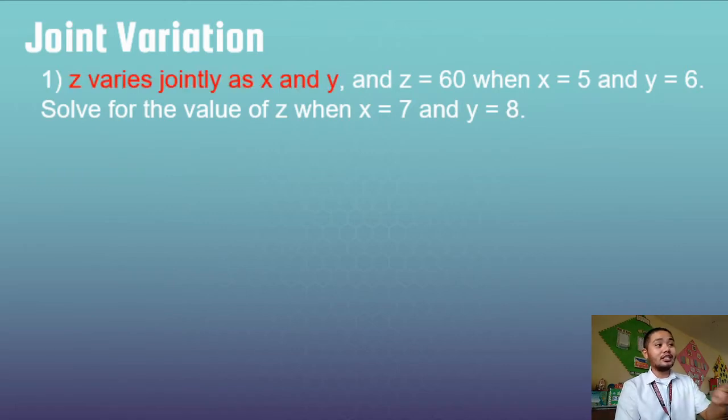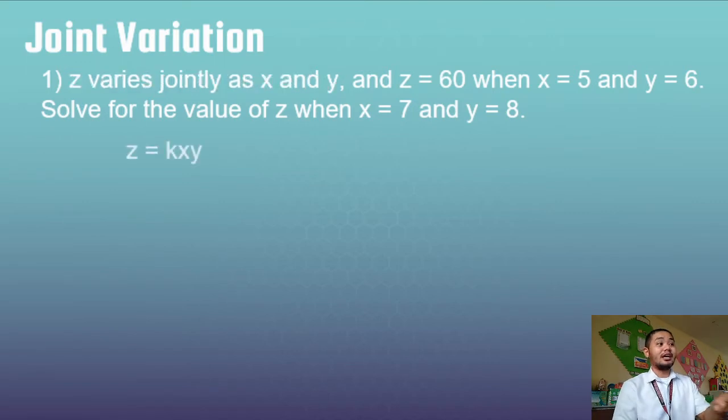Focus tayo dito. Z varies jointly as x and y. So kapag ganyan, same concept lang sa direct variation, mas maraming letters lang. So yung z varies jointly as x and y, kapag isusulat natin yan into equation, ganito siya. Z is equal to kxy. Next na gagawin is, isosolve natin ngayon dito yung constant of variation.